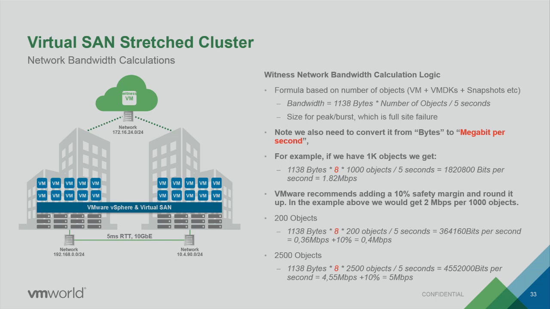The next slide talks about the bandwidth requirement between a data site and a witness. And again, this is based on the number of components. I don't want to go into all the details of where the 1138 comes from, again, the Stretch Cluster Guide explains this. So in a nutshell, it's 1138 bytes times the number of objects you have divided by 5 seconds. And this is all based on implementation details, but this number is more or less accurate. But a good rule of thumb, again, is 2 Mbps per 1,000 components.